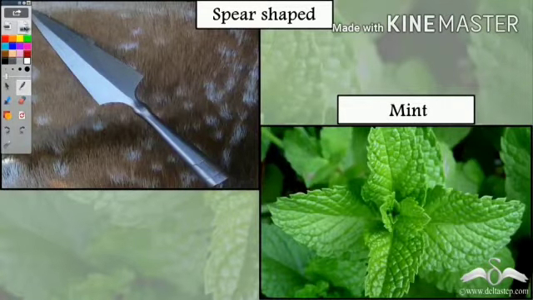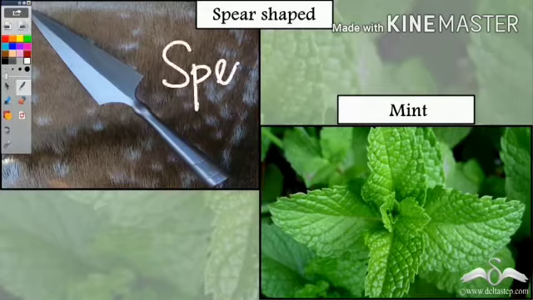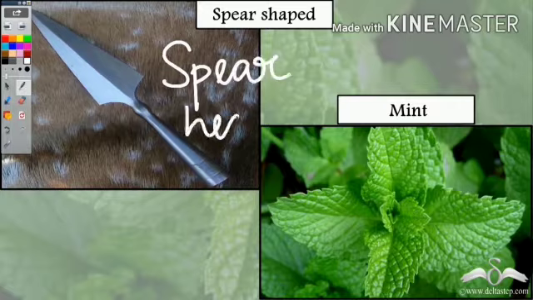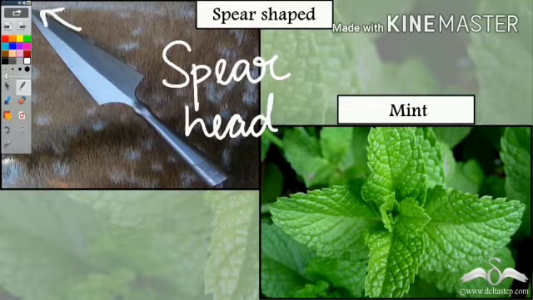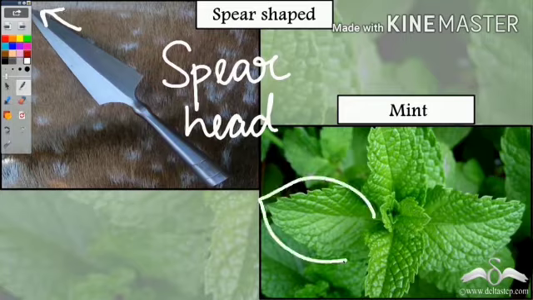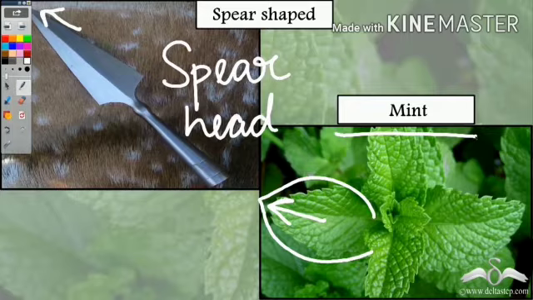First is the spear shaped. Look at this. What is this? This is a spear head. If you look at it carefully, you will see that it has a pointed end, right? Similarly, some leaves also have pointed ends and they are spear shaped. So where do you find such spear shaped leaves? Well, you can find them in plants like mint. The mint plant has leaves which are spear shaped. They have a sharp end.